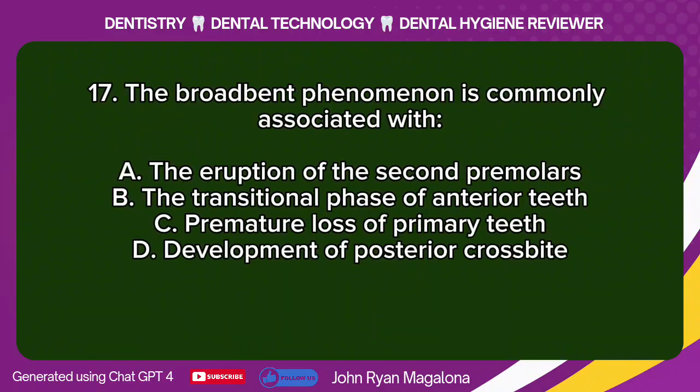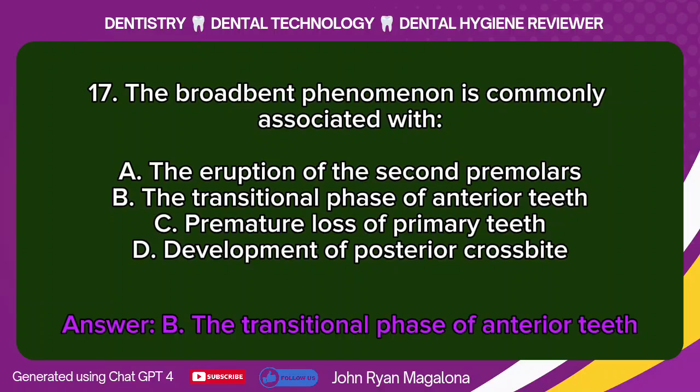17. The Broadbent phenomenon is commonly associated with: A. The eruption of the second premolars. B. The transitional phase of anterior teeth. C. Premature loss of primary teeth. D. Development of posterior crossbite. Answer: B. The transitional phase of anterior teeth.